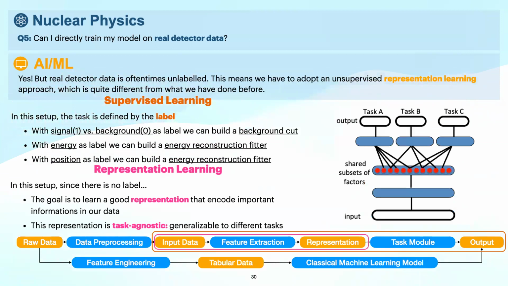But in terms of representation learning, we have something that's really different because now we do not have a label. It's impossible to define what task we want to achieve, right? So in this setup, since there is no label, the goal is to learn a good representation. Remember, representation is just a 32-dimensional vector that's much smaller than your input data that would encode important information in our data. Since there's no label, there's no associated task; rather the representation is what we call task agnostic, and it can be generalized to different kinds of tasks, either classification or regression or something else that we want to achieve.